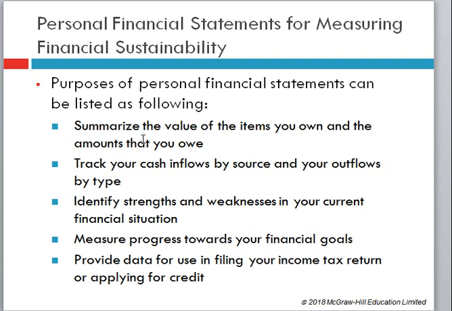So it indicates what your assets are. Assets are something you own, and what your liabilities are. Liabilities is something that you owe. It tracks your cash inflows by source and outflows by type. So the cash flow statement has where your cash is coming from, where your income is coming from, and where you are using that income. So your expenses according to the types that they have.